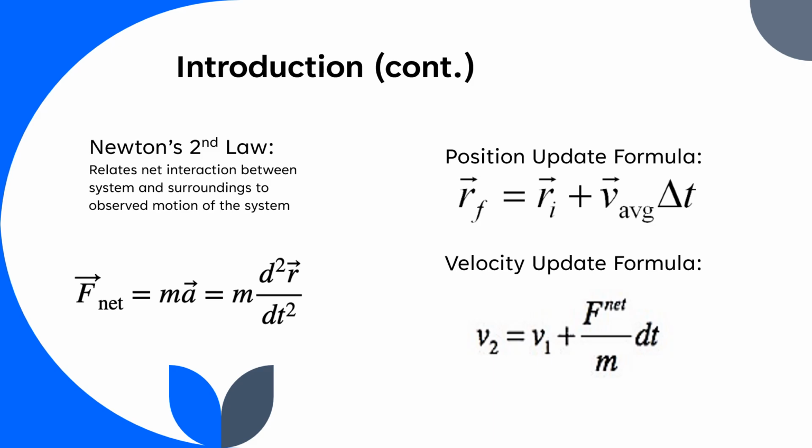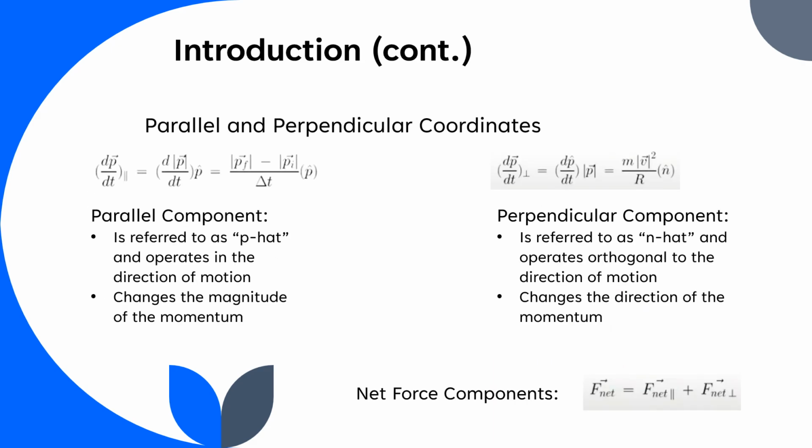Parallel and perpendicular components are a key concept that come into play when the system is not in equilibrium, which in this case is due to a constant change of direction, revolving around the black hole. The parallel component is referred to as p hat and points in the direction of motion, representing changes in the magnitude of the momentum, speeding up or slowing down. The perpendicular component is referred to as n hat and is positive towards where the object's trajectory is turning, representing changes in the direction of momentum, turning.